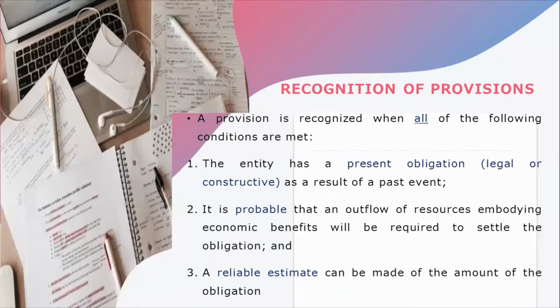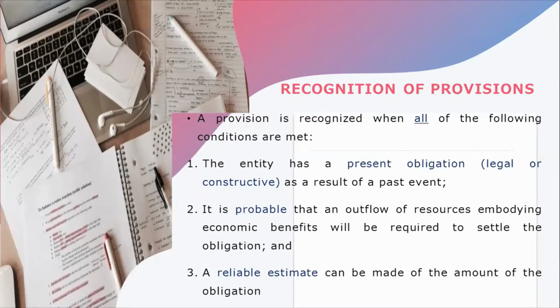Next slide, we have defined the important terms and differentiated provisions from contingent liability. So, let us now go to the recognition. It says here, when to recognize a provision. So, when? A provision is recognized when all of the following conditions are met. So, all of these must be met. Number one, the entity has a present obligation, legal or constructive, as a result of a past event. In short, it must fit the definition of a liability.